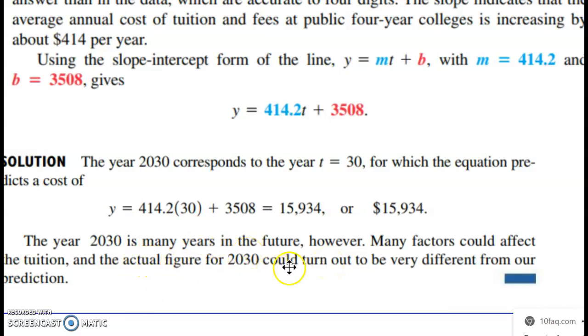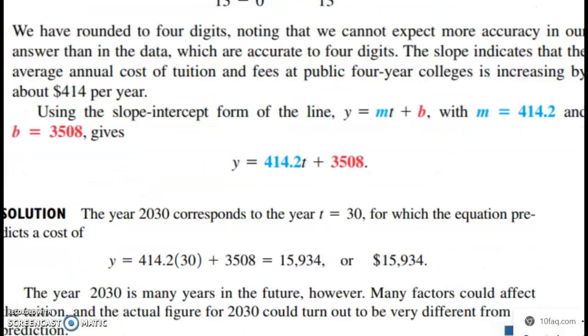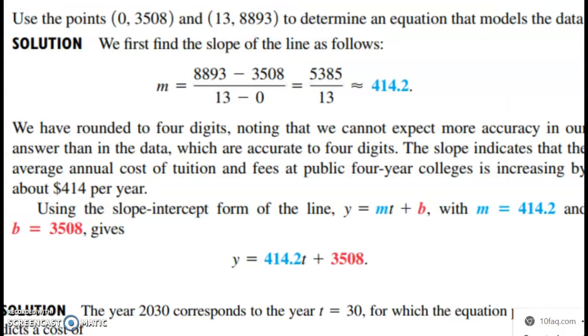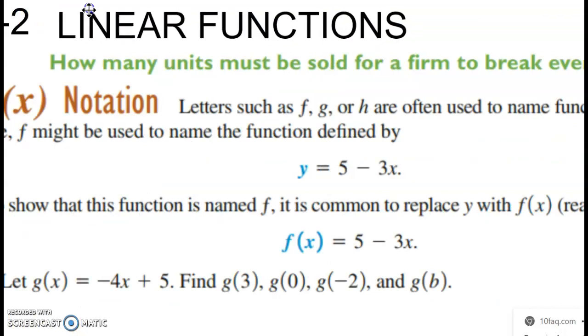So that's many years in the future. Many factors could affect the tuition. We know all that, but we use math to at least try, and it gives a great educated guess at things that are going to happen in the future. It's marvelous. So that is it for 1-1.